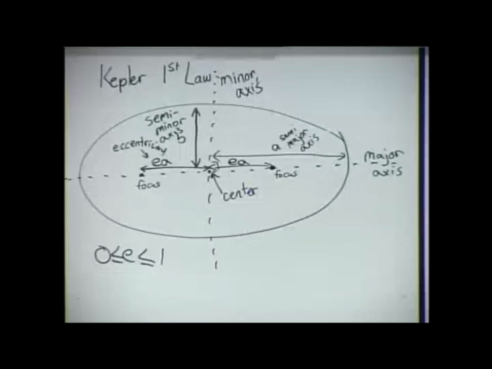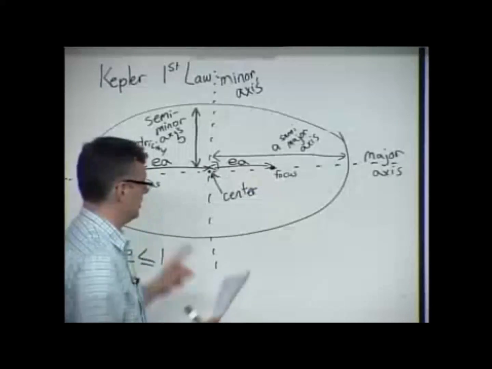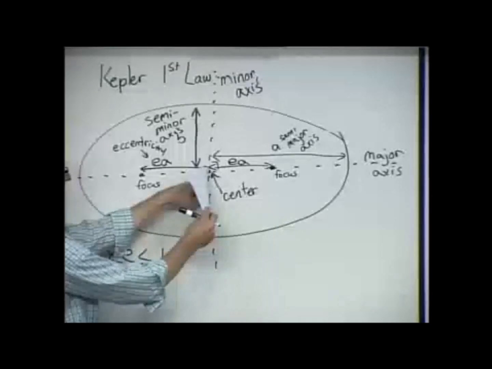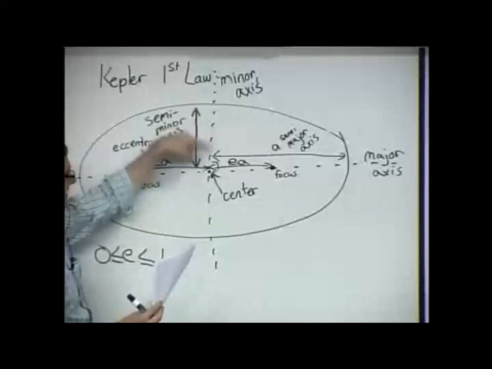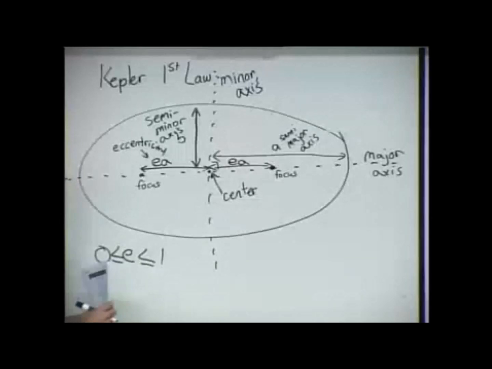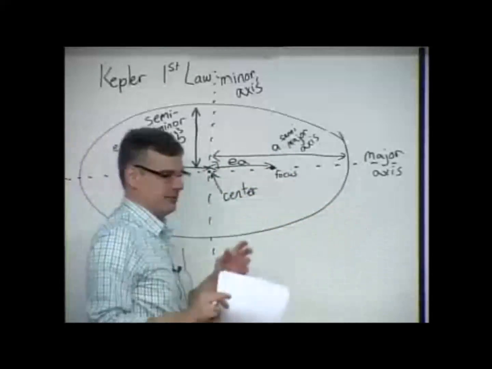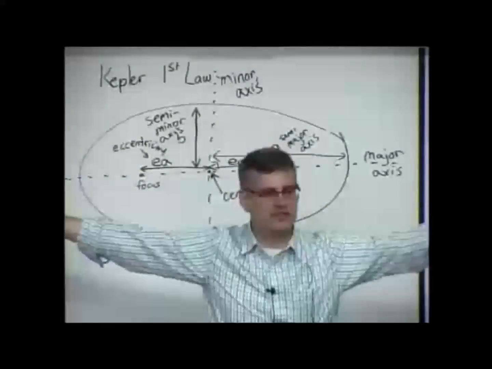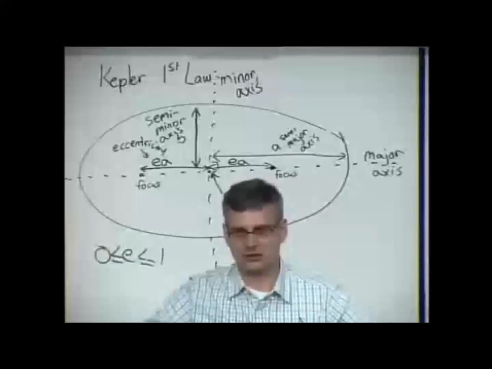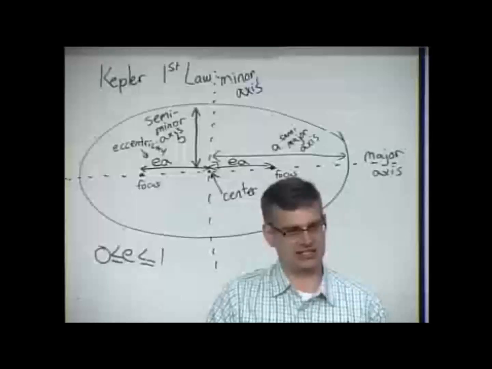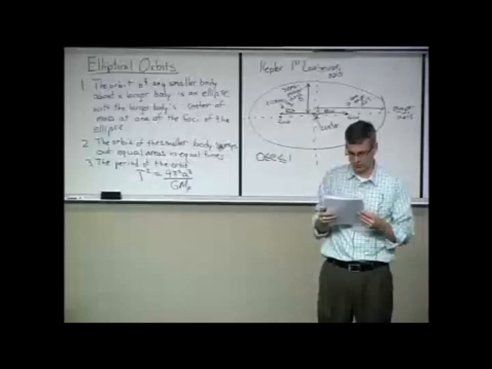If e is 0, you're dealing with a circle. The two foci collapse onto the center. And what that means is that the semi-major axis and the semi-minor axis wind up being the same. You get a perfect circle. If eccentricity is 1, then you've essentially got a straight line instead of an ellipse. You've stretched the ellipse to infinity in one direction. Or equivalently, you've smashed the semi-minor axis down to 0.